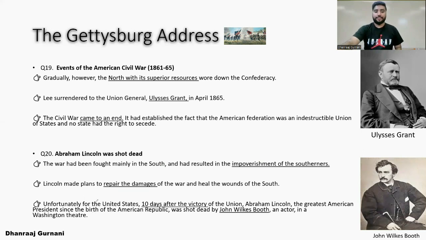Going to the last point of the chapter, unfortunately for the United States, 10 days after the victory of the Union, that is after the Civil War ended, Abraham Lincoln, the greatest American president since the birth of the American Republic, was shot dead. He was shot dead by John Wilkes Booth, an actor in the Washington Theater. This is how the great Abraham Lincoln's life came to an end. This also brings us to the end of the chapter.